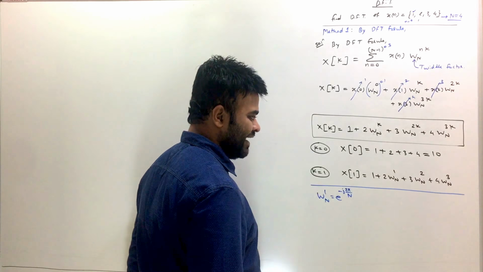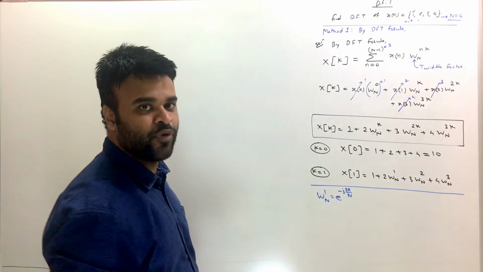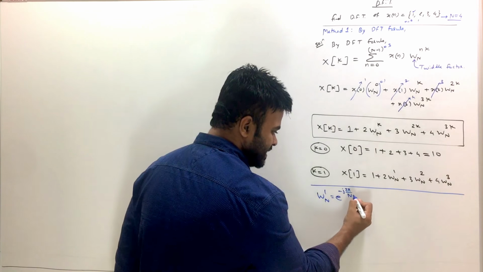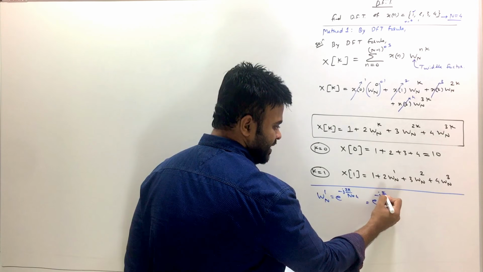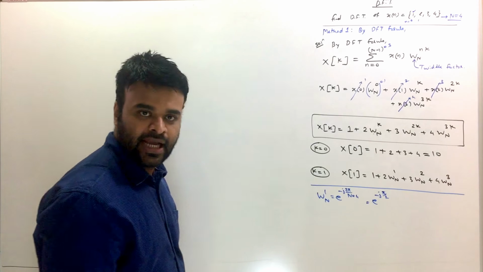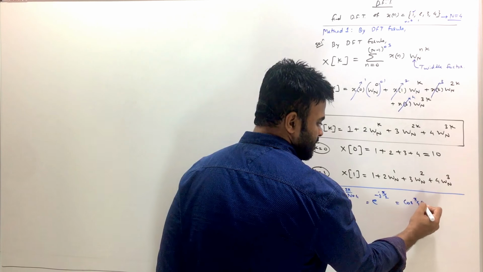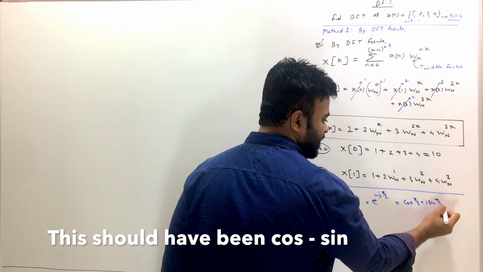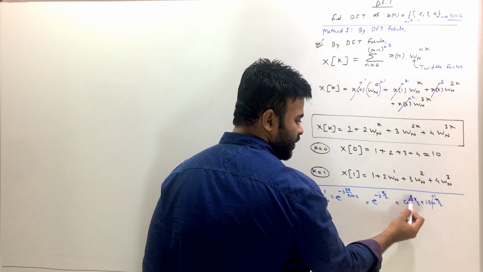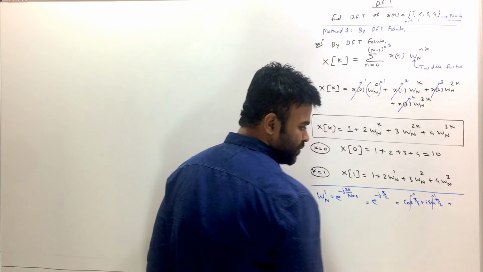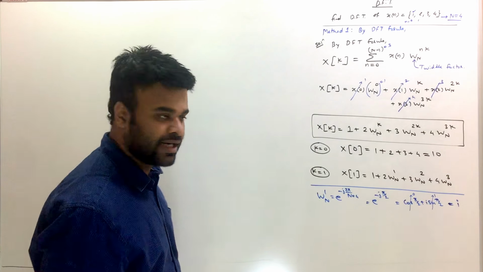So now n is equal to 4, right? The signal x of n is of length 4, so let's put n equal to 4. Then this becomes e raised to minus j pi by 2, right? And e raised to minus j pi by 2 is cos pi by 2 plus i sin pi by 2. Now sin 90 is 1 and cos 90 is 0, so you get 0 plus 1i, which is just i. That's how I found wn raised to 1.